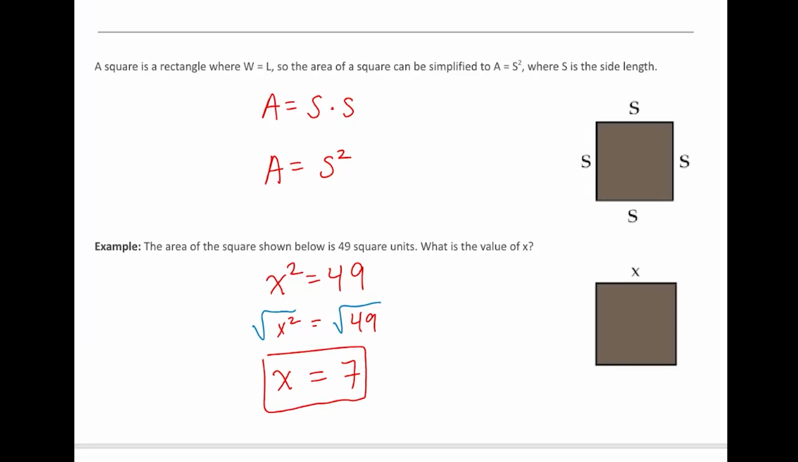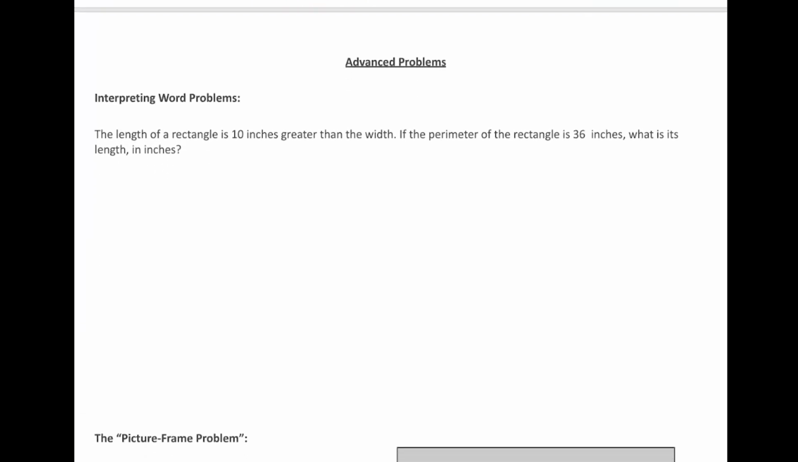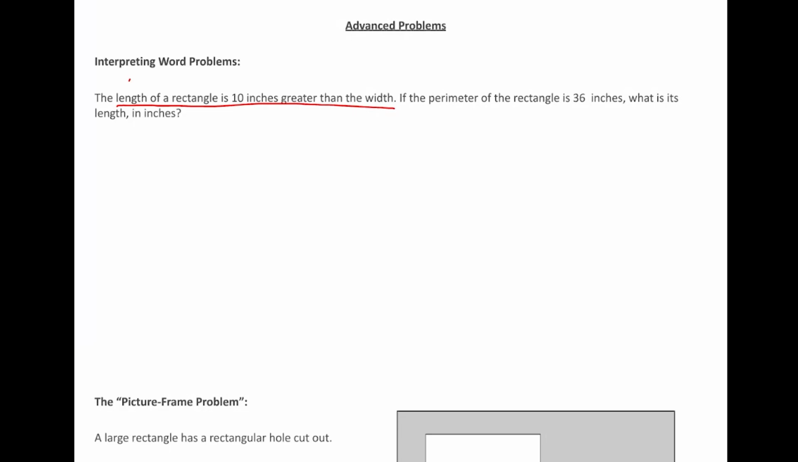All right, so let's take a look at just a couple more advanced problems here. These are going to be just a little bit harder than just kind of basic perimeter and area problems. This first one says the length of a rectangle is 10 inches greater than the width. So just right away, I'm going to write an equation for that. And I'll call the length L and the width W, just to make it easy to keep track of where everything is. So the length is 10 inches greater than the width, so the width plus 10.